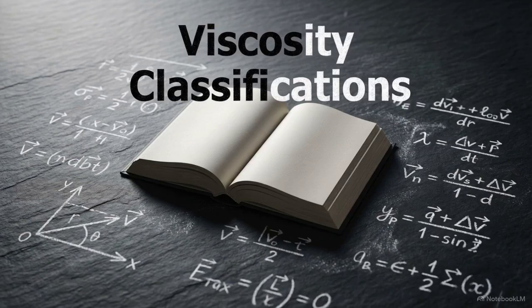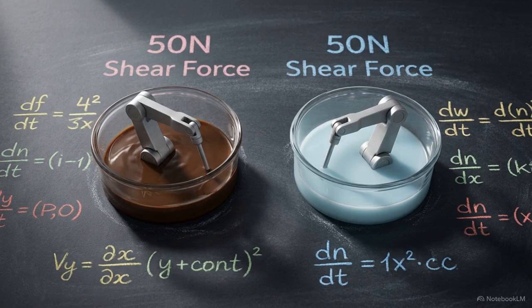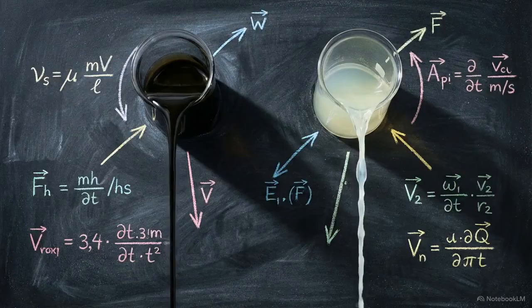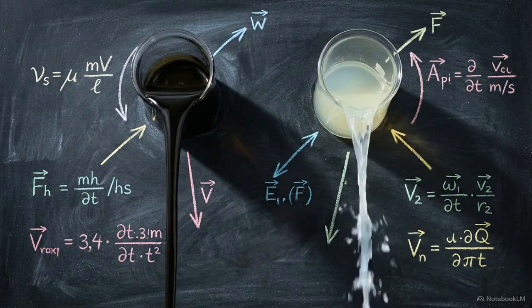Before applying this model to a machine, we must address how viscosity is officially categorized in engineering literature. Dynamic viscosity measures a fluid's resistance to shear flow when an external force actively pushes it. Kinematic viscosity measures inherent resistance to flow under gravity alone, calculated by dividing dynamic viscosity by fluid density. You can have two entirely different fluids that require the exact same mechanical force to shear, meaning their dynamic viscosity is identical. But because they have completely different densities, the two liquids will pour at dramatically different rates under gravity.